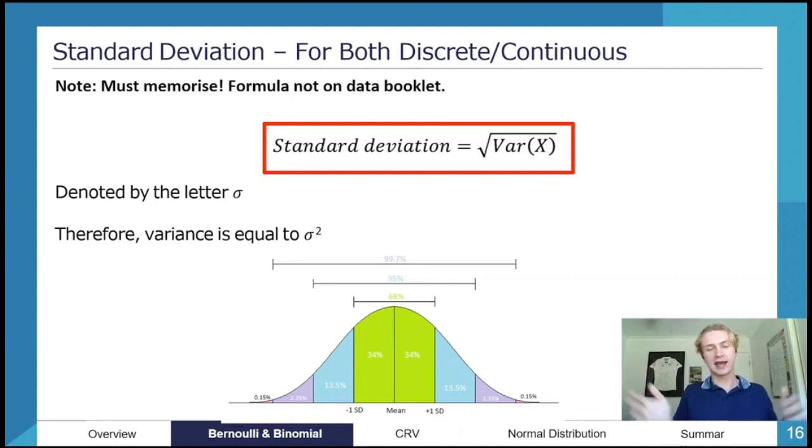So therefore, we can say that the variance would be equal to the standard deviation squared, and that's just rearranging this formula.